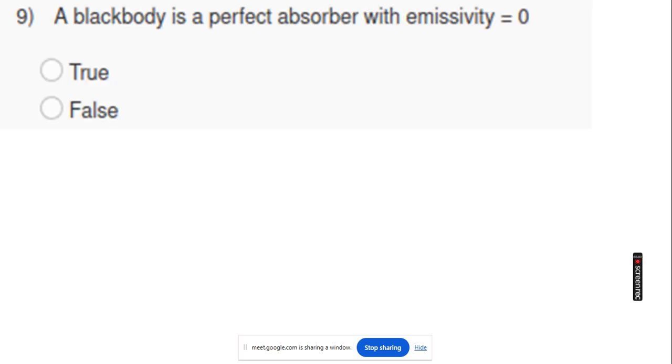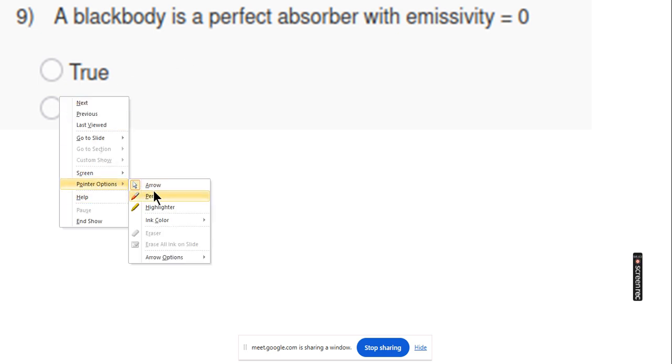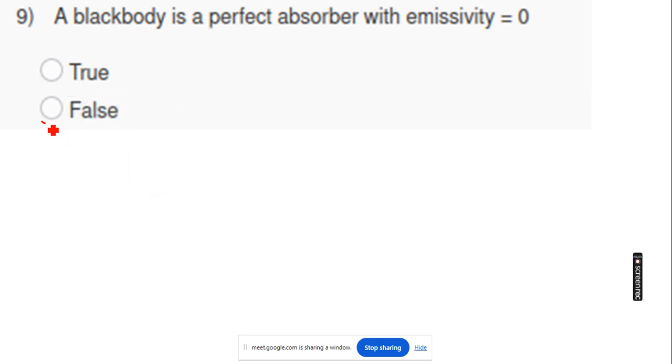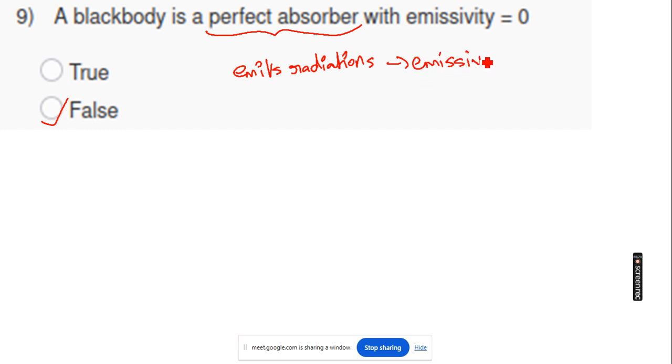Now, what is a black body? A black body is a perfect absorber with emissivity equal to 0. Is it true or false? False. So a black body is a perfect absorber as well as a perfect emitter. The first part is correct, in which it states that the black body is a perfect absorber. After absorbing all the radiation incident on it, it also emits it. It emits radiation in the whole of the electromagnetic spectrum, which means its emissivity is also 1. Emissivity is 1, not 0.